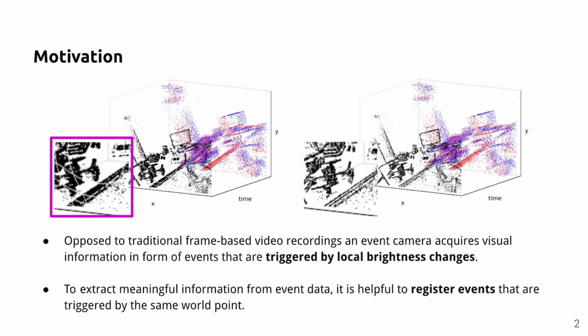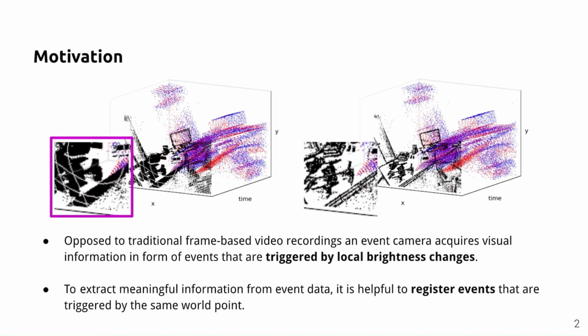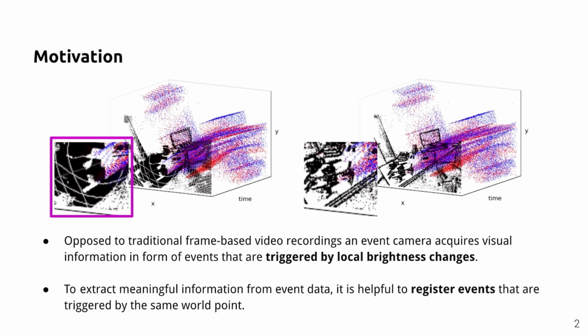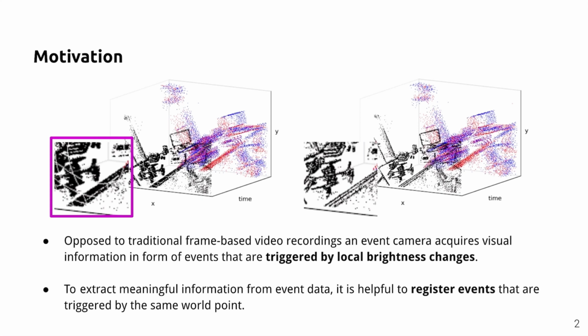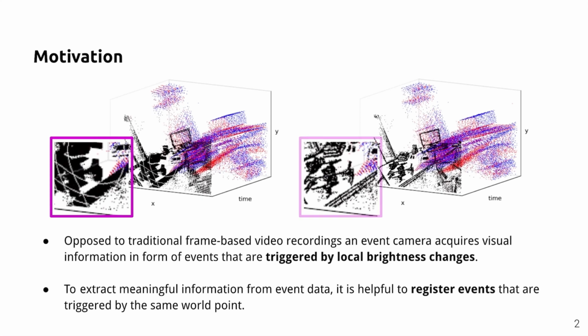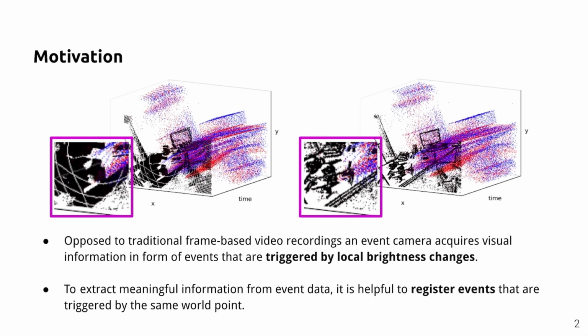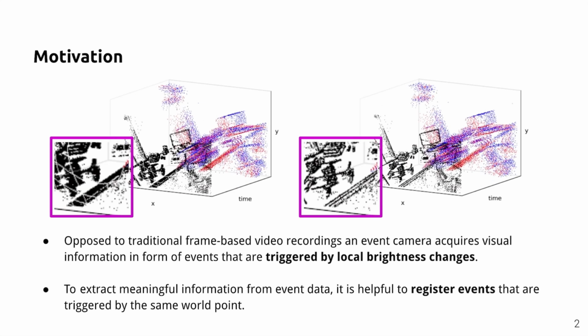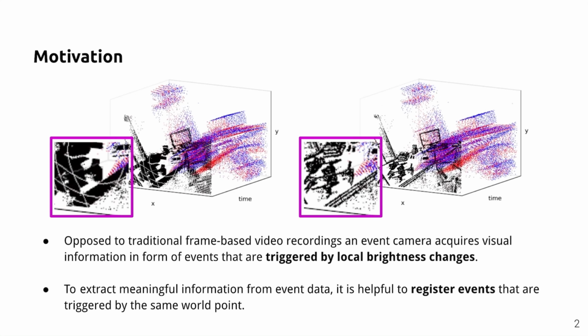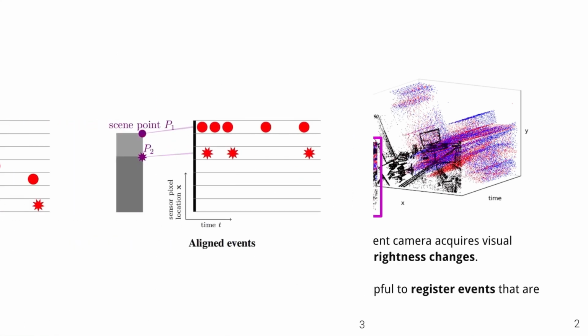Projected events are pictured here in black. To extract meaningful information from event cameras, it is very helpful to register those events that are triggered by the same underlying world point. Aligned events are shown on the right. Their projection results in a sharp contour image, which lets us identify objects more easily.